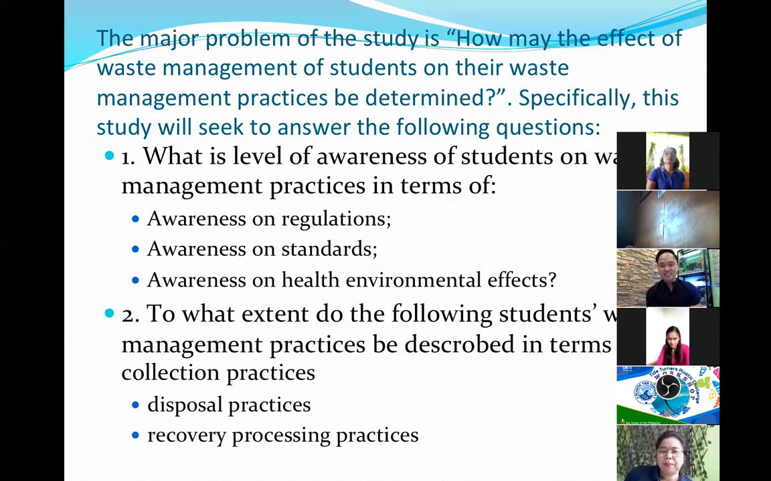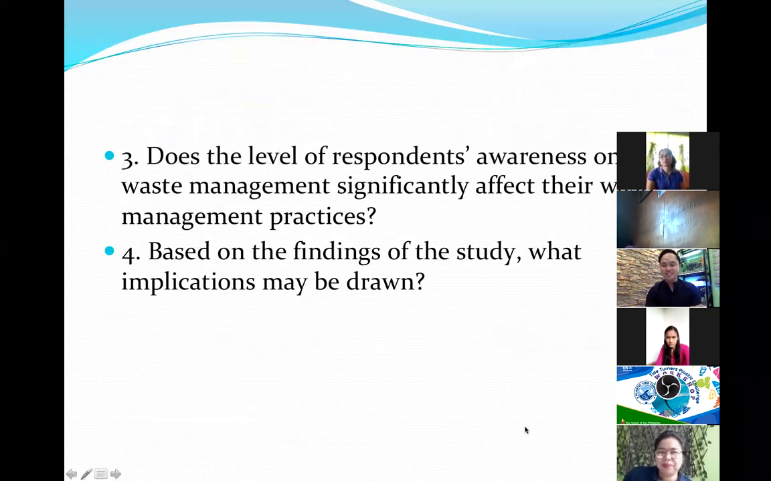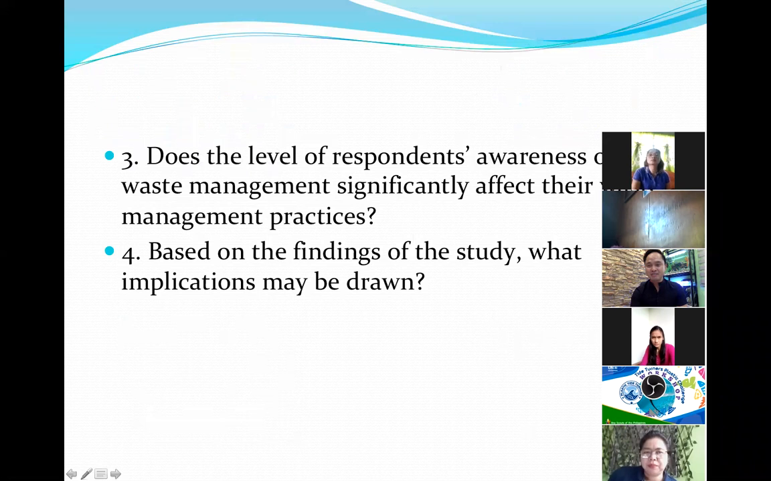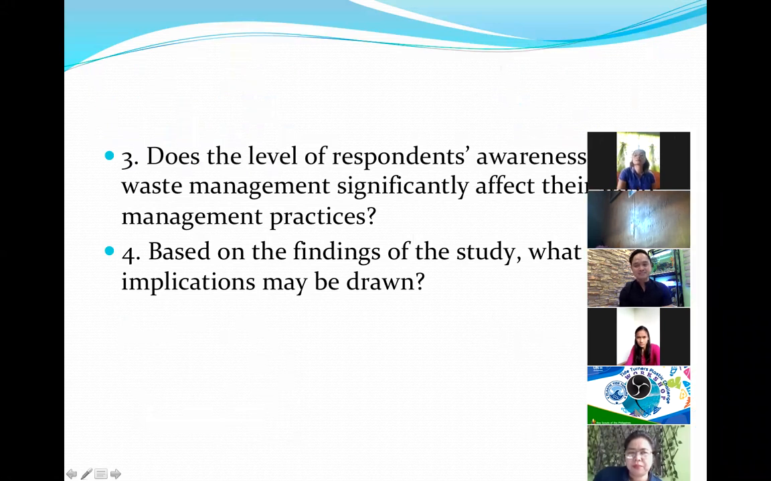Sige. Second question, how many variable? 1 po ulit, sir. Galing naman. Number 3 question, how many variables can you see? 2. Dalawa na po. O sige, ano yung dalawa na yon? IV awareness, sir, and practices. Okay, very good. So, naging bi-variable na siya.